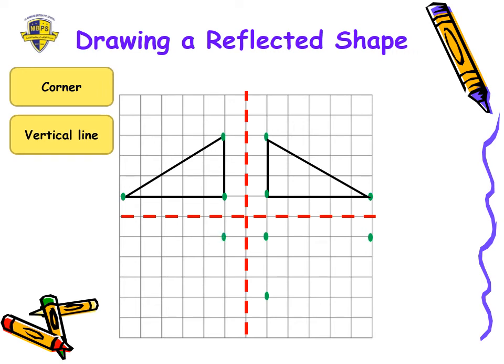Here 1 square up, the other one 1 square down, and then this is, we say 4 up, so we count 4 down, and the last one. Then we just have to match between these dots, and this is our reflected shape.